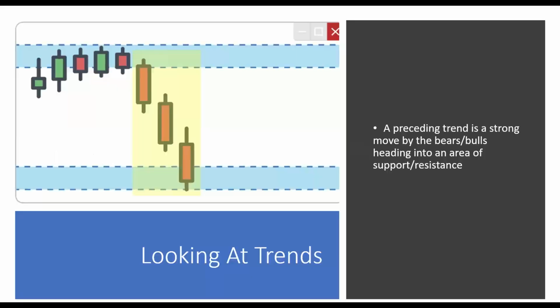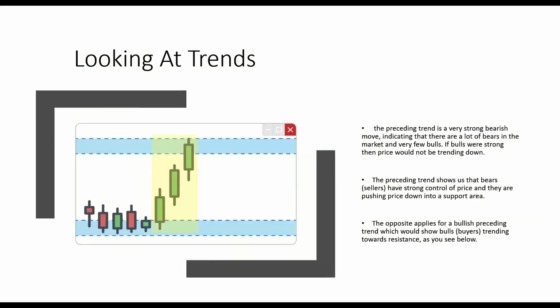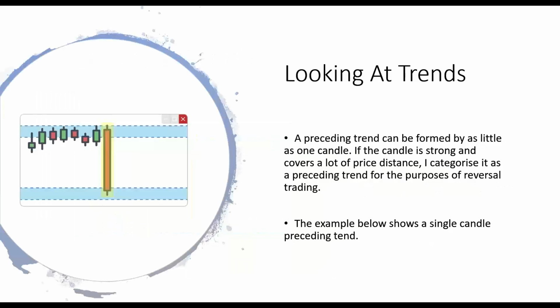So the preceding trend, we've talked about that. The preceding trend is a strong move by the bulls or the bears heading into a level of support or resistance, or a key price level, a key level, a core level, whatever you want to call them. The preceding trend is in this case a very strong bullish move, and the bulls were in control.